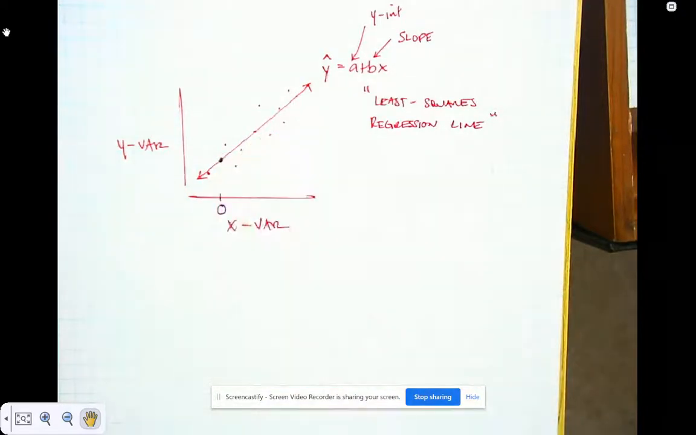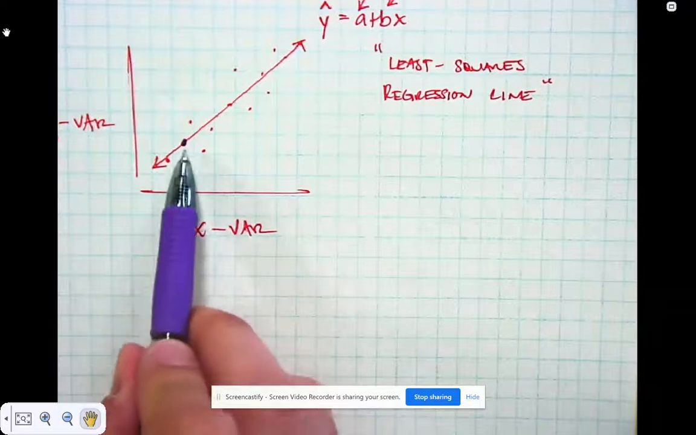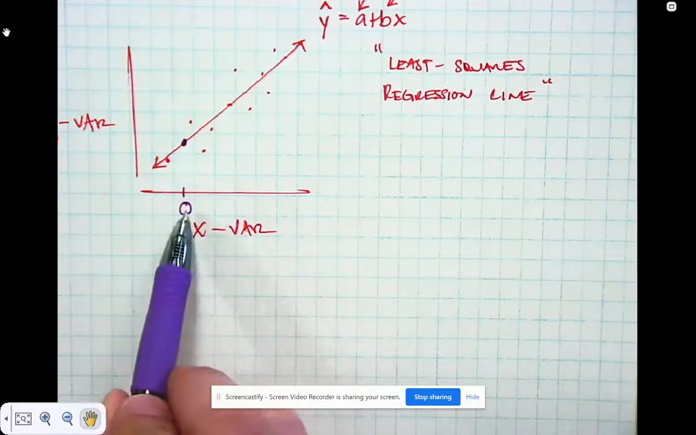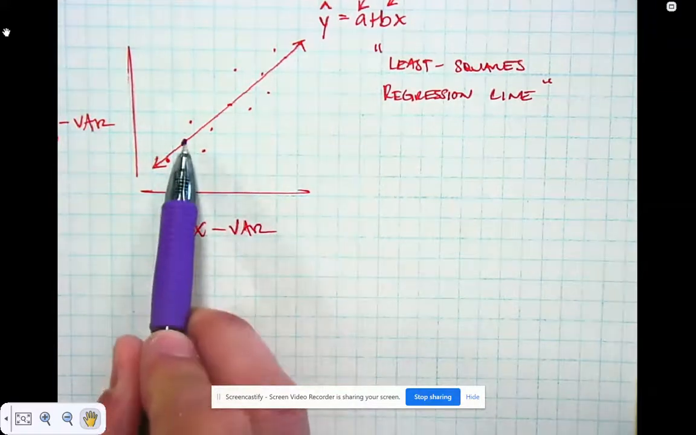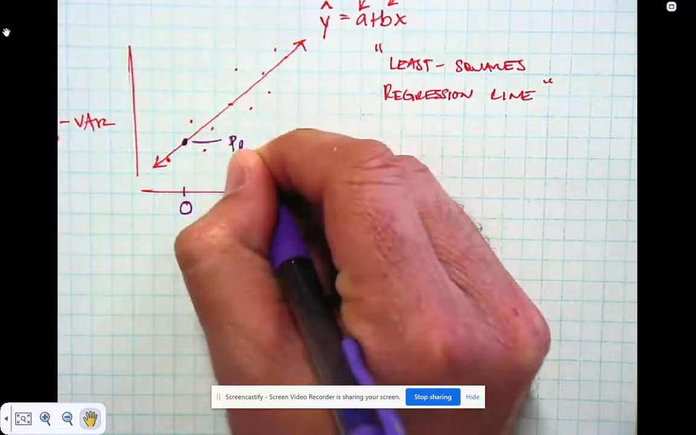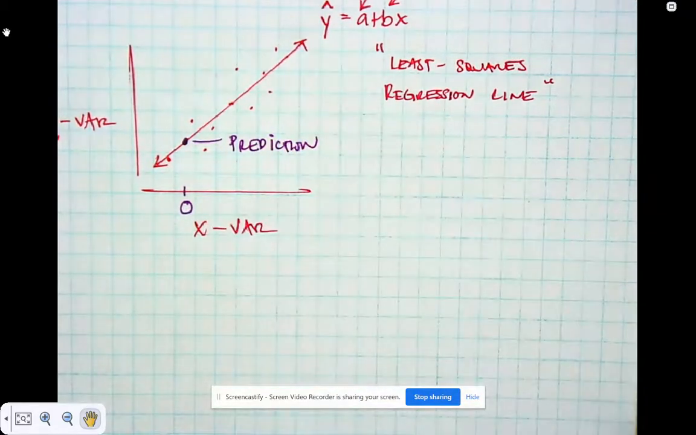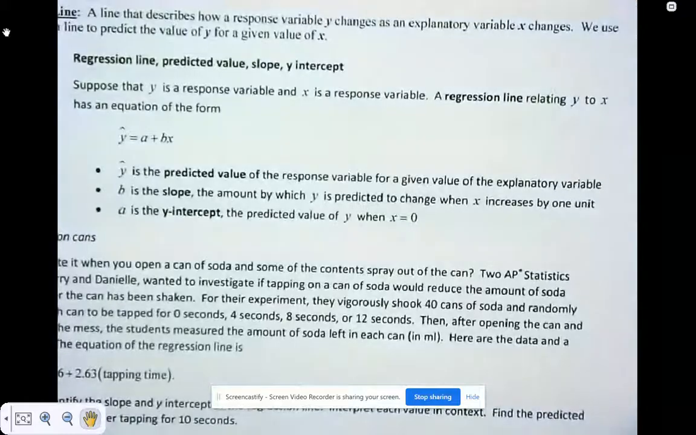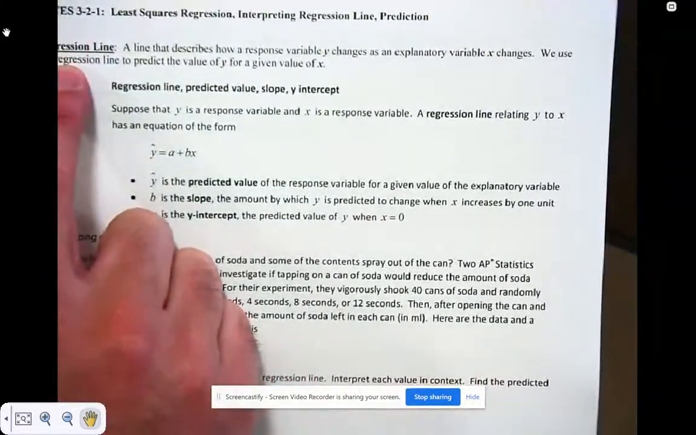Now we can use that line to predict for some x value that we don't have data on. If I want to know about an x variable that I didn't collect data on, it's not one of these red dots, I can just plug it into the equation of the line and come up with a prediction. This happens all the time in the real world. You go out and collect data, and then use that to predict an outcome for a given input.